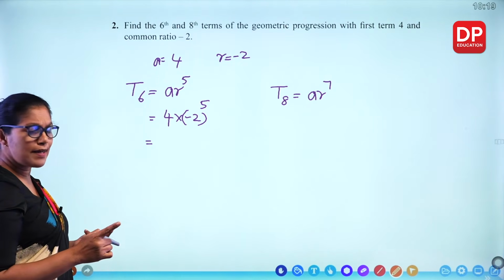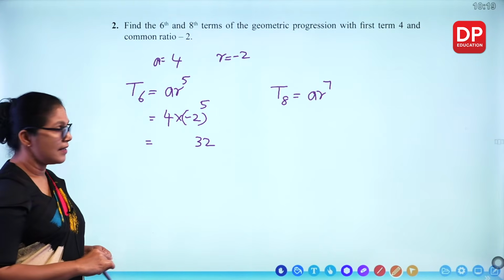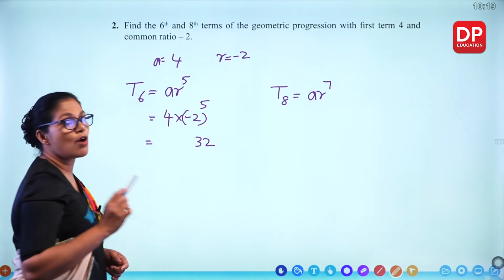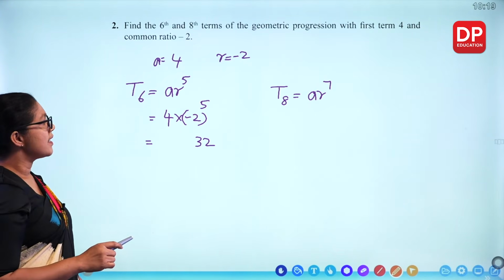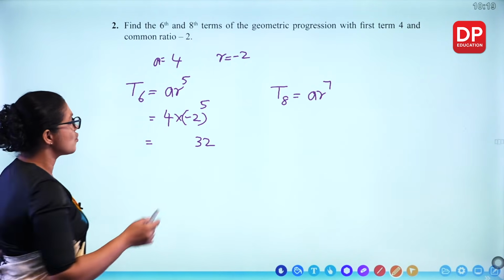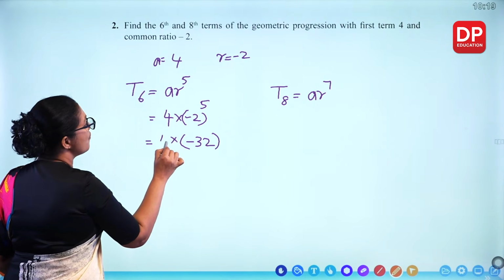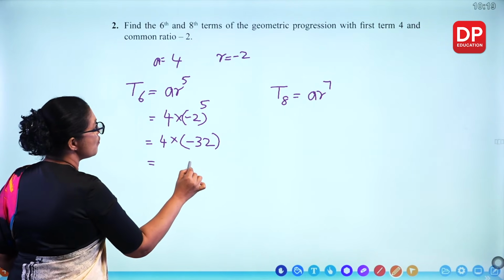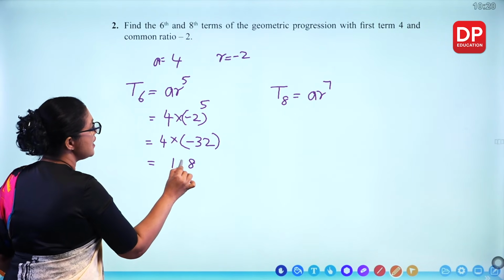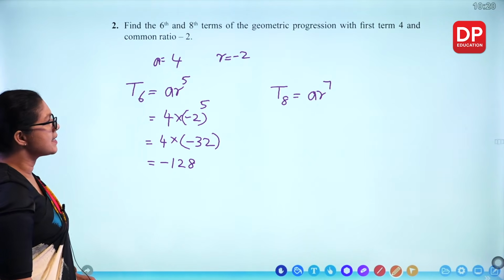2 to the power 5 is 32. Is it positive or negative? We know when the power is odd, you get negative answer. If the power is even, you get positive answer. So minus 32 into 4. What's the answer? 4 times 2, 8. 4 times 3, 12. That's minus 128.